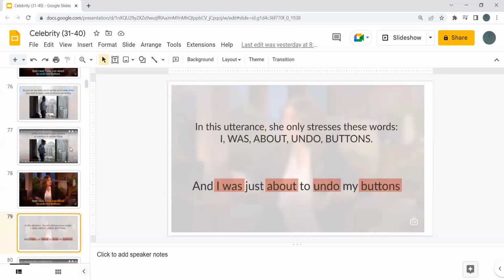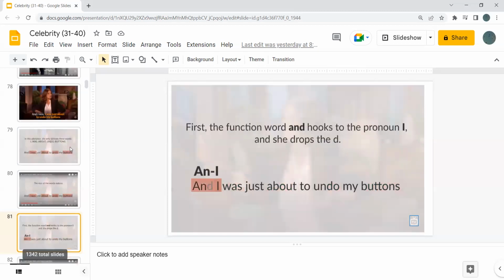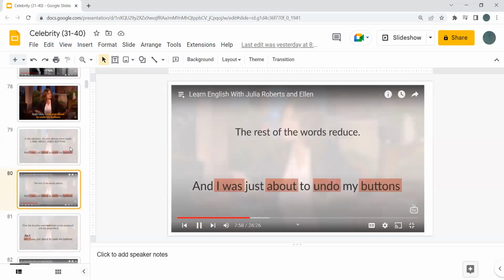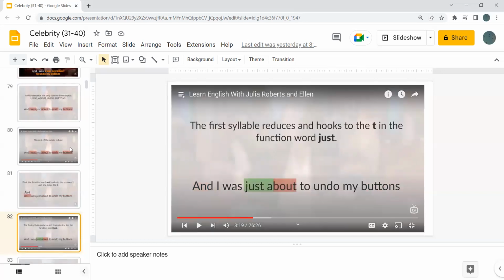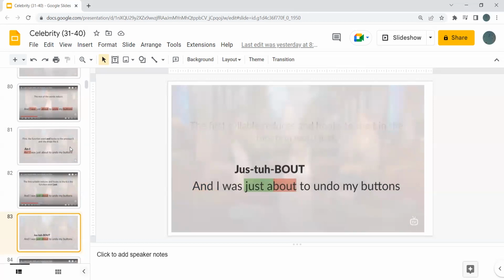In this utterance, she only stresses the words I, was, about, undo, buttons. The rest of the words reduce, like and, just, to. First, the function word and hooks to the pronoun I, and she chops the "and I". And I was just about to undo my buttons. The first syllable reduces and hooks to the T in the function word just. Just about, just about. And I was just about to undo my buttons.